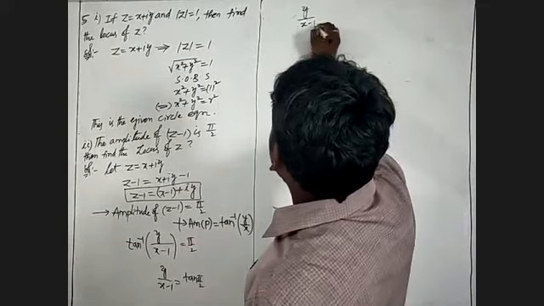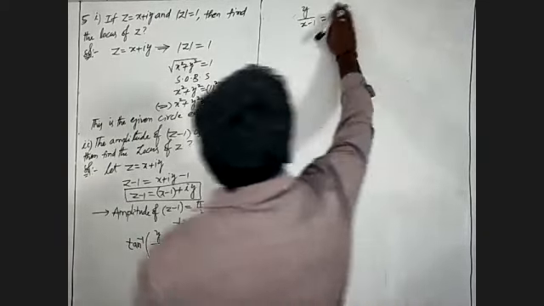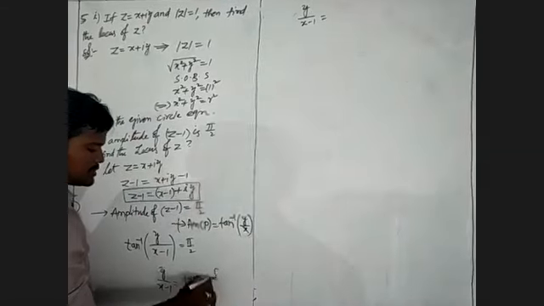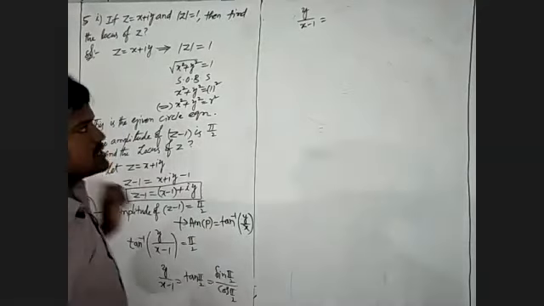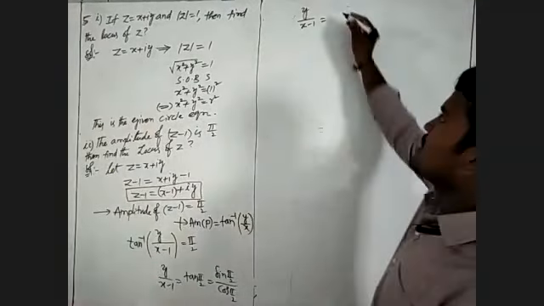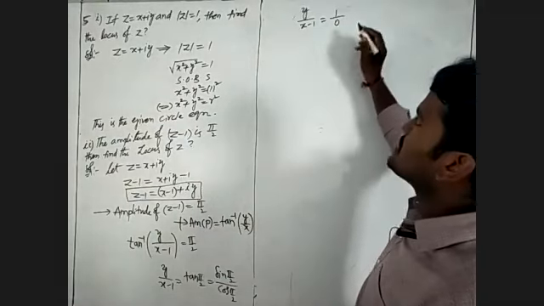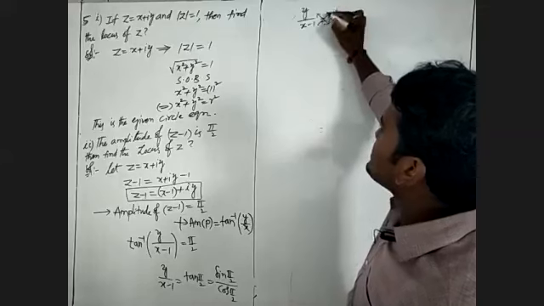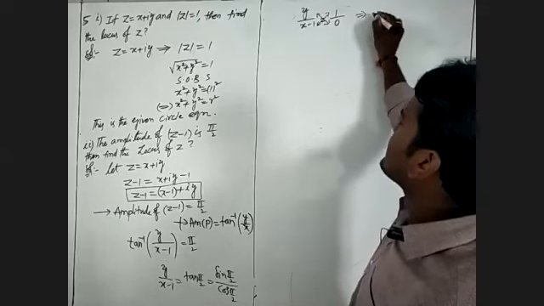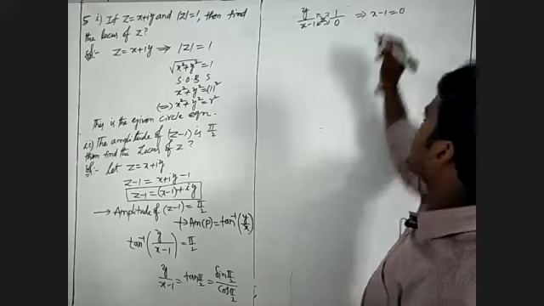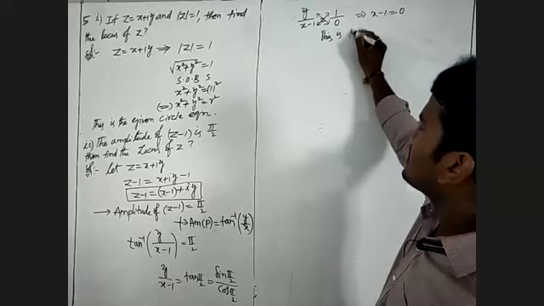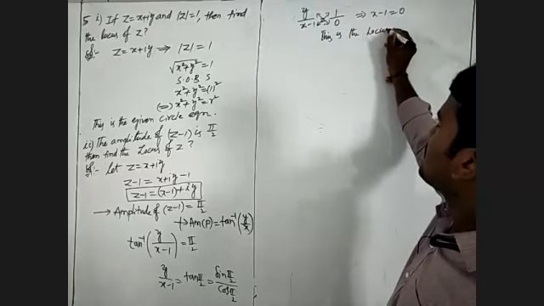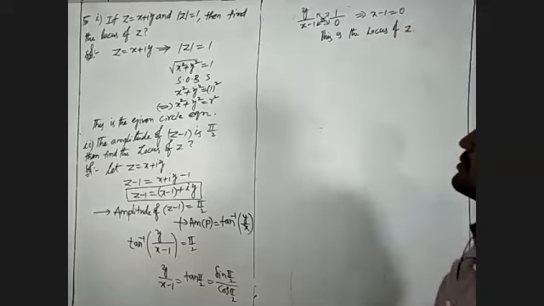That means y by x minus 1 is nothing but sin pi by 2 by cos pi by 2, since tan pi by 2 is sin pi by 2 by cos pi by 2. Where sin pi by 2 is 1 and cos pi by 2 is 0. By cross multiplication, x minus 1 into 1 is x minus 1, and y into 0 will become 0. This is the locus of z.